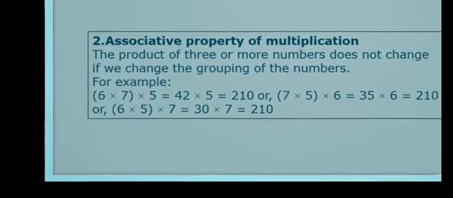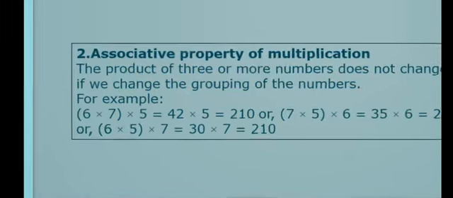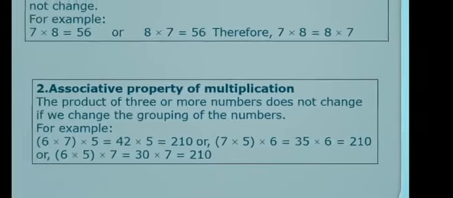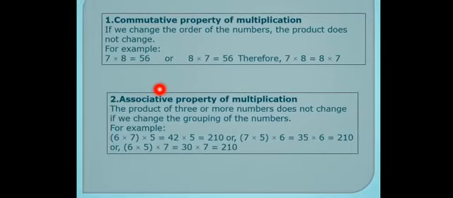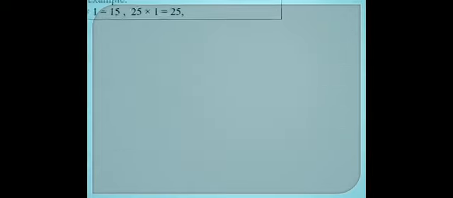Similarly, in the third change, what we have done here is we have taken 6 into 5 in brackets multiplied by 7. The product is 30 into 7, but the final answer remains the same. So this shows that the product of three or more numbers does not change even if we change the grouping of the numbers. So this property is called the associative property of multiplication. Hope students you are understanding both these properties. So let's go to the next property.